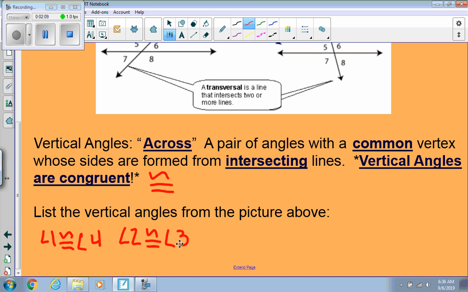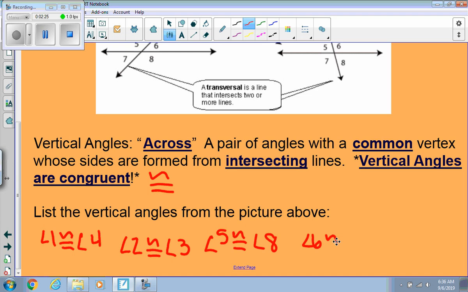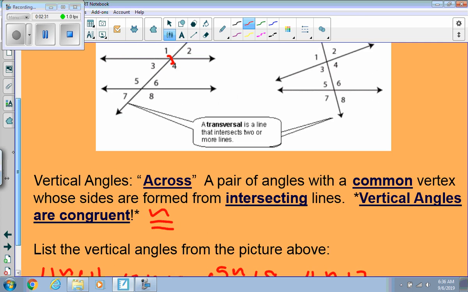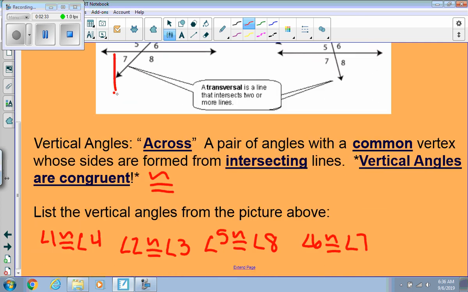And then on the bottom, we've got angle 5 being congruent to angle 8. And lastly, angle 6 and angle 7 are congruent there by vertical angles. Again, they're the ones across from each other. Sometimes you can make a bow tie if you really look at them. They make that bow tie shape.